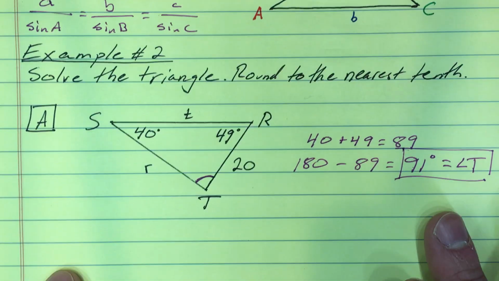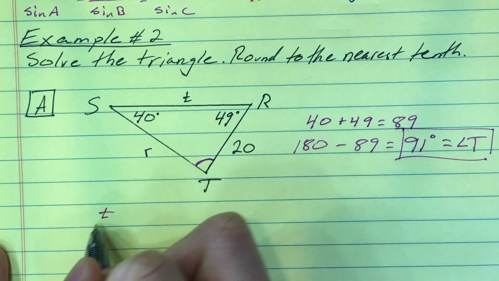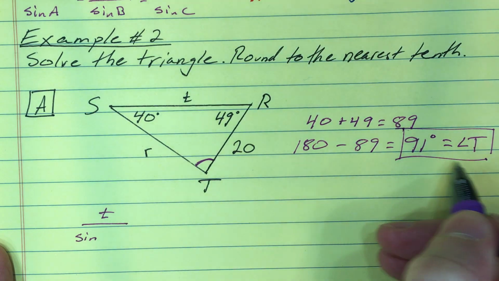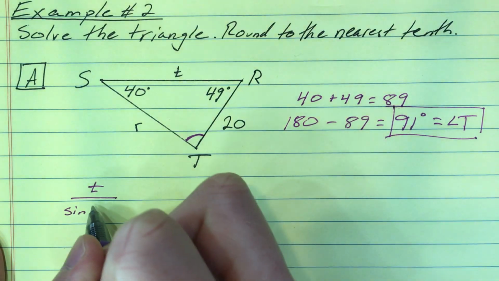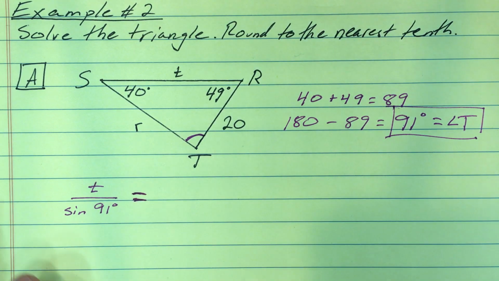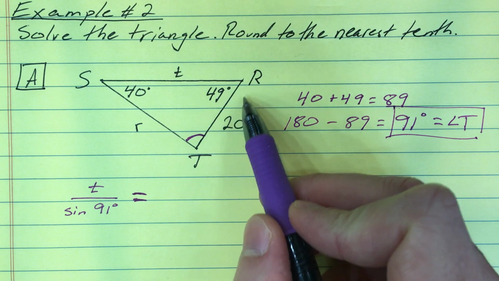So if I'm trying to solve for T, then I'm going to put T over sine of angle T, which I know is 91 degrees, and then I'm going to set that equal to either S over sine of S or R over sine of R. It doesn't matter which one as long as you know those measurements. Right now, we know side S.